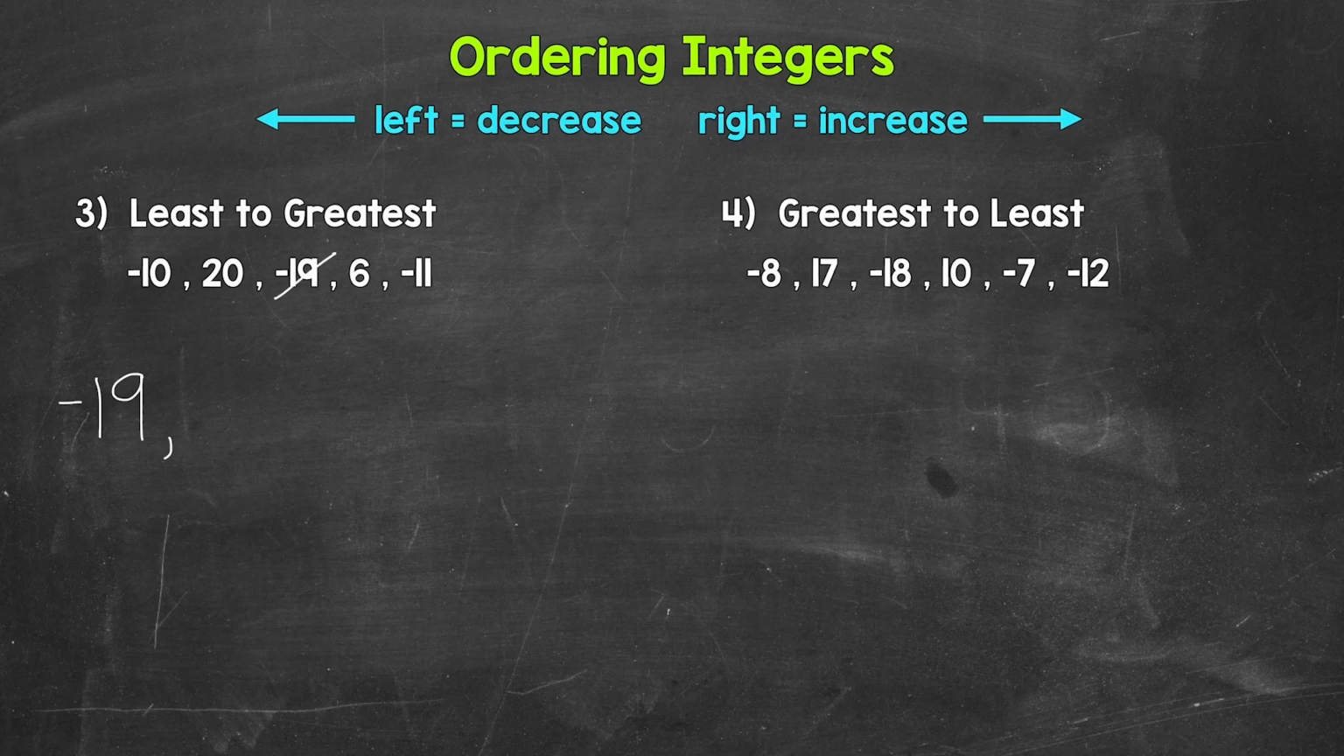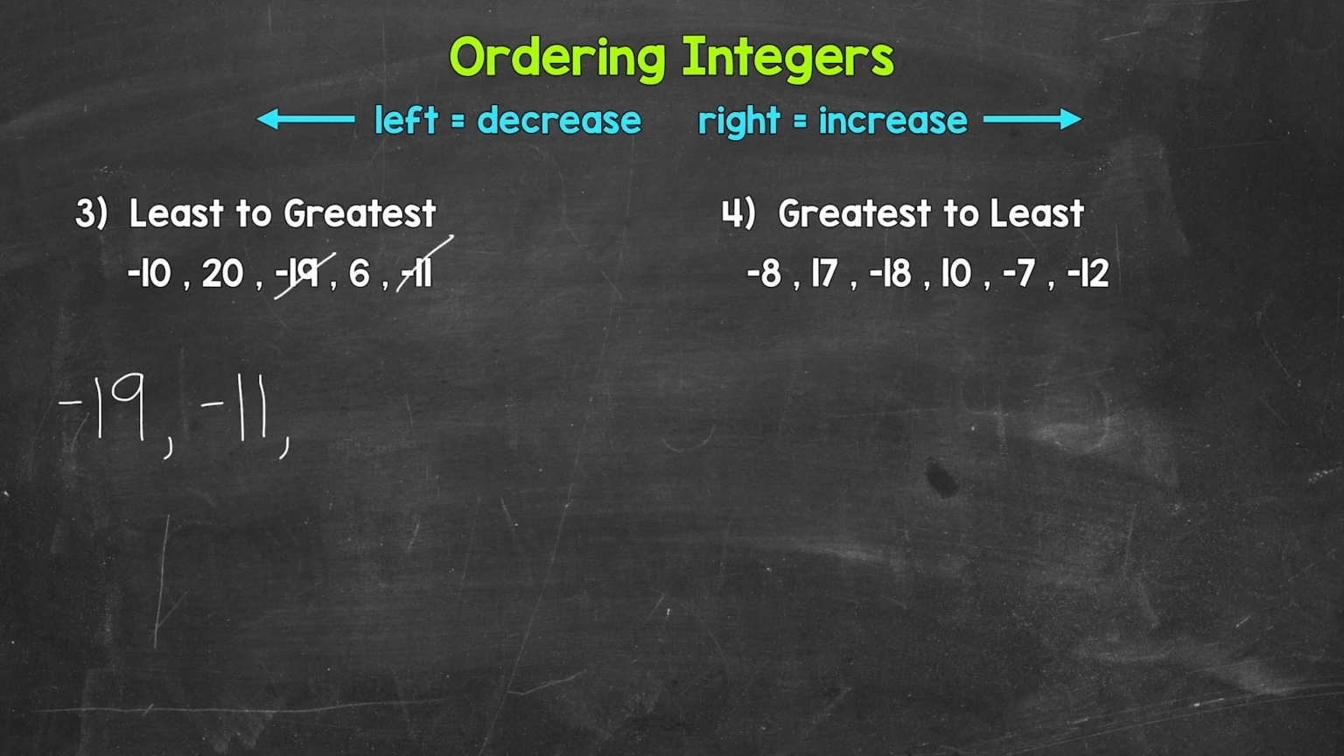And I'm actually going to cross -19 off in our original list in order to help us stay organized and focus on what's left. Now, looking at what's left, well, we need to work our way to the greatest. So, what's the next lowest in value? We have -10, 20, 6, and -11. So, try to picture a number line here, and we are working our way right from -19. -11 is next. So, -11.